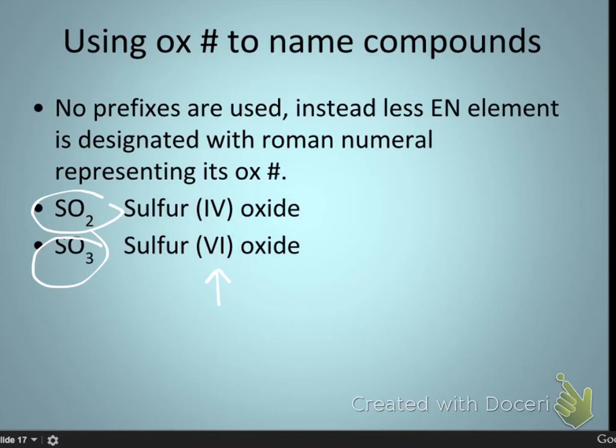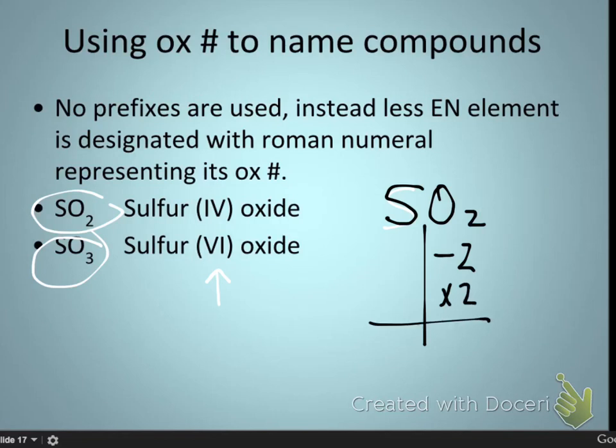So let's do the oxidation numbers for SO2. Sulfur 6. Did I say sulfur 5? Sorry. Okay, so for SO2, let's get the oxidation number on sulfur. Which one of those has a rule? Oxygen. Always -2 unless it's in a peroxide or bonded to a halogen. Times 2, so we have a -4 oxidation state on oxygen.